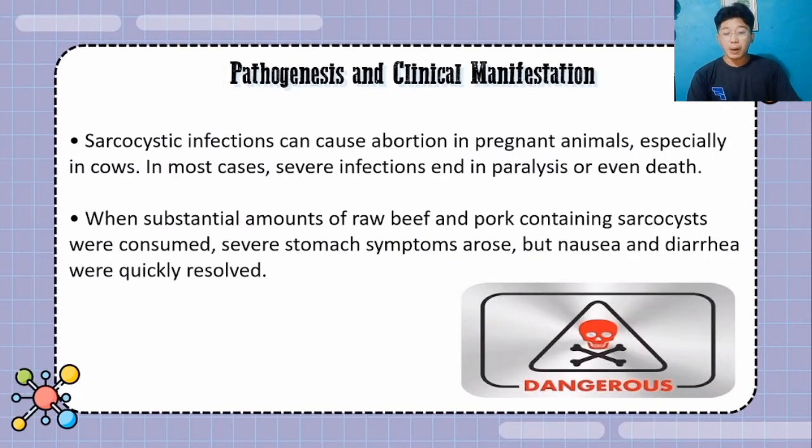Sarcocystis infection can cause abortion in pregnant animals, especially in cows. In most cases, severe infections end in paralysis or even death.